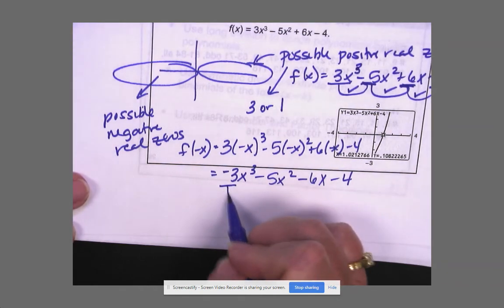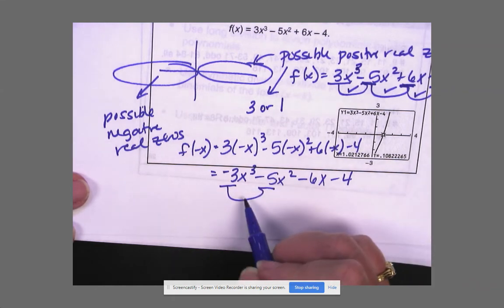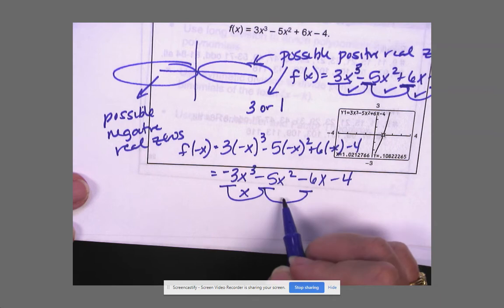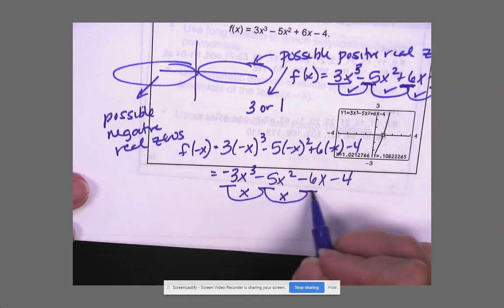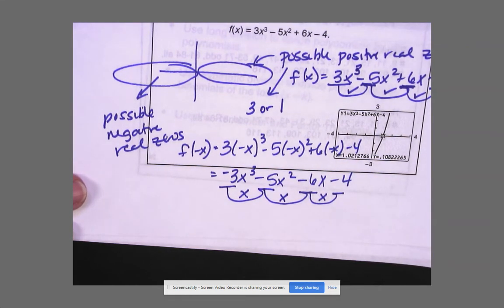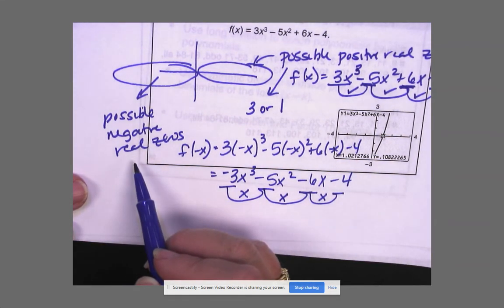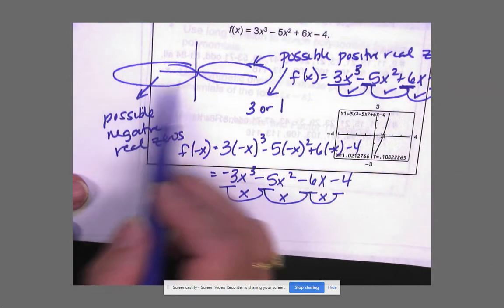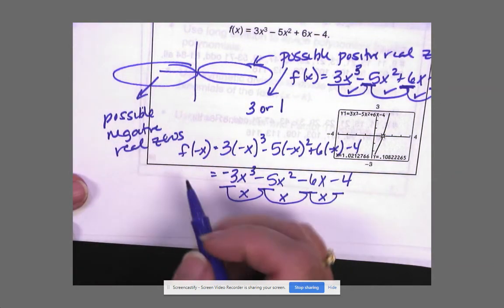So did the sign change between -3 and -5? No. Did it change between -5 and -6? No. Did it change from -6 to -4? Did the sign change? No. So what does that mean? That means how many possible negative real zeros will I have? In other words, how many times is it going to touch or cross the negative side of the x-axis? None. 0.